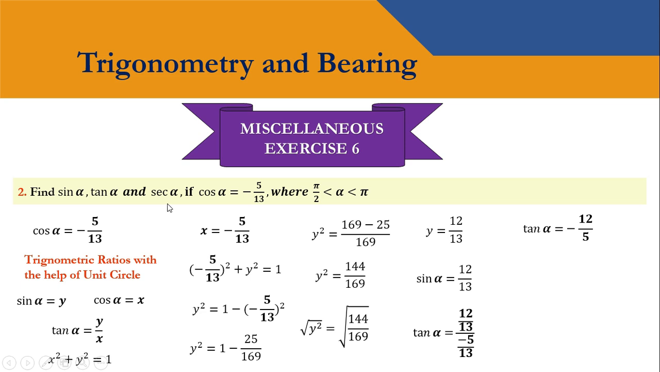Now to find the secant alpha, as we know that the secant alpha is a reciprocal of cos alpha, we will take the reciprocal of the value of the cos alpha, which is equal to minus 5 by 13, and the reciprocal of that is equal to minus 13 by 5. So that's all about this question.